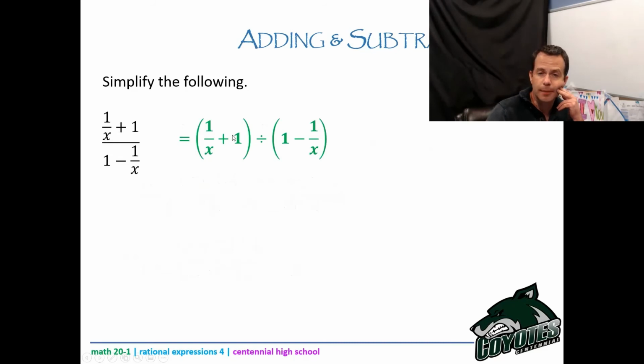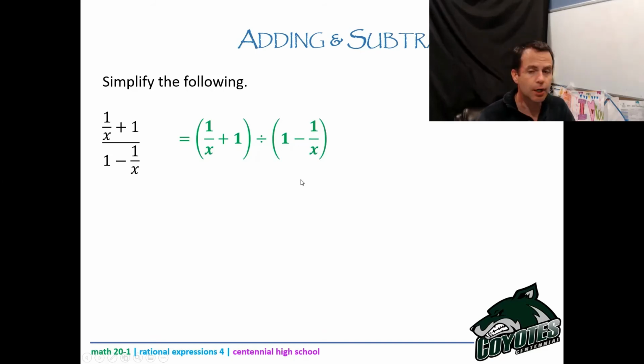So now I need a common denominator. Here, my common denominator is going to be x, so this will be x over x. So overall, I'm going to have 1 plus x all over x. Same thing here, I'm going to call that 1 as x over x, so I have a common denominator. That'll be x minus 1 all over x.